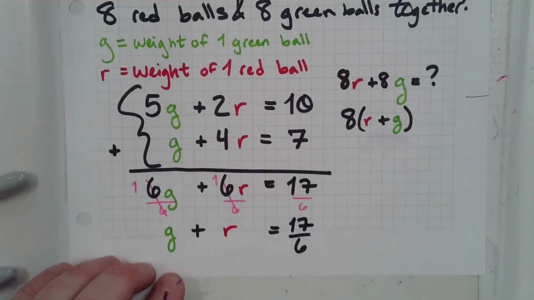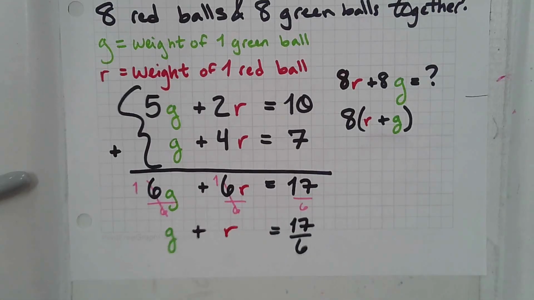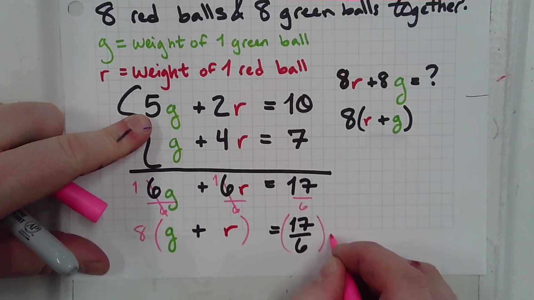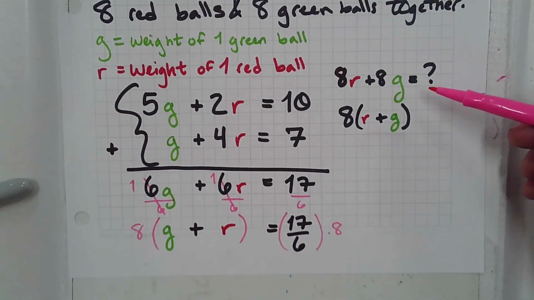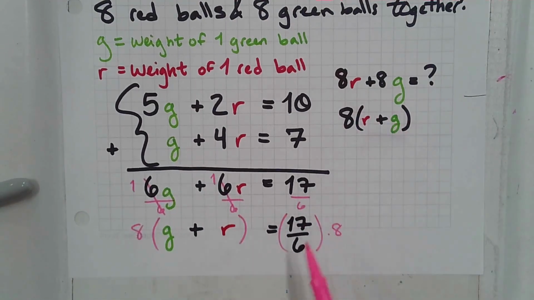So if I want to know what 8 of them are, right? 8 red and 8 green, all I have to do is times this by 8. So if I take this, and I guess I'll do it in pink, and I times that whole thing by 8, what we'll get is the answer to our question, right? Because this will represent 8 green and 8 red. So what is 17 over 6 times 8?